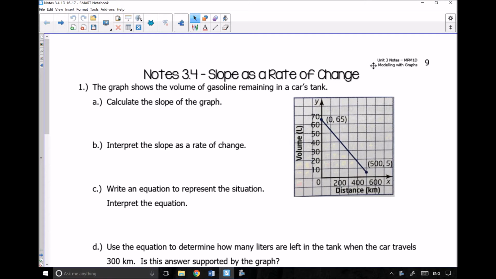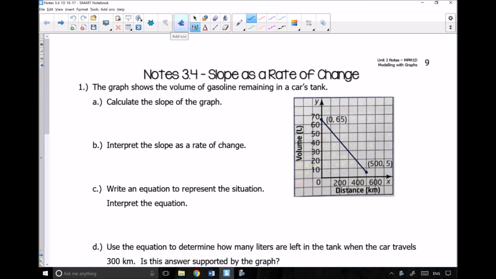Hi, ladies and gentlemen. We are on notes 3.4, which is on slope as a rate of change. So let's take a look at what question number 1 says. It says the graph shows the volume of gasoline remaining in a car's tank. So question A asks you to calculate the slope of the graph.